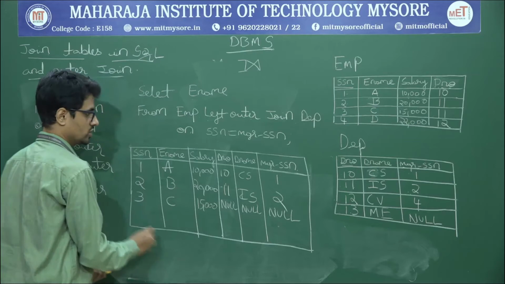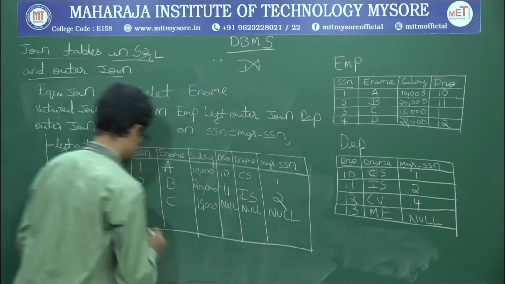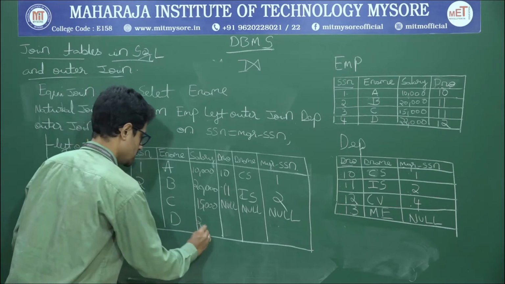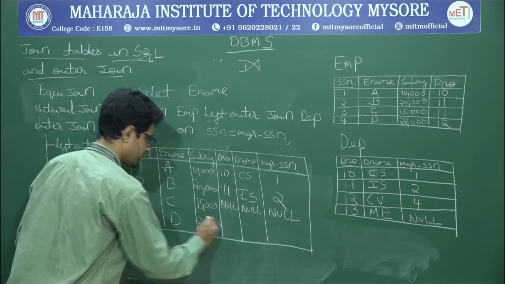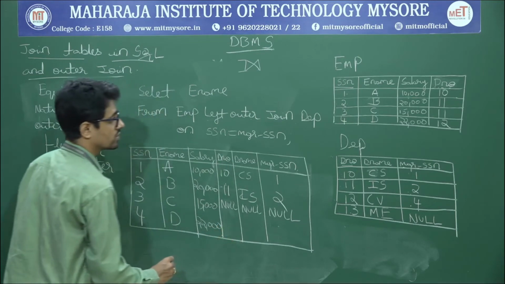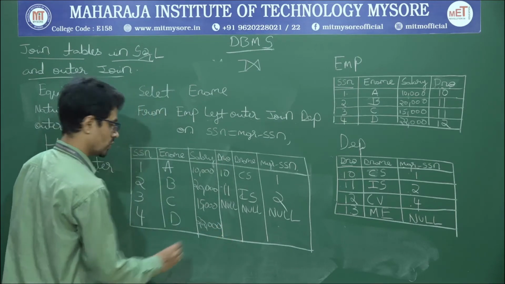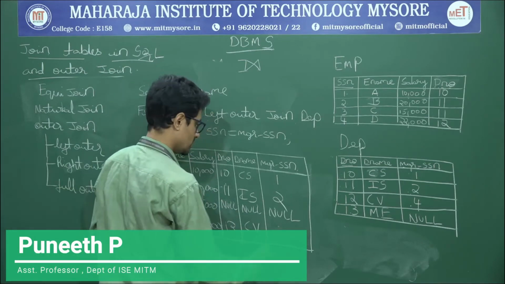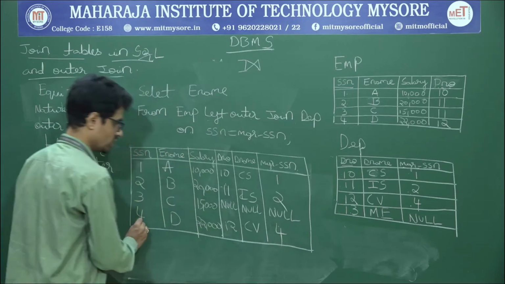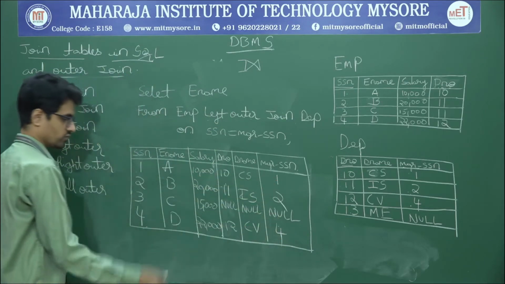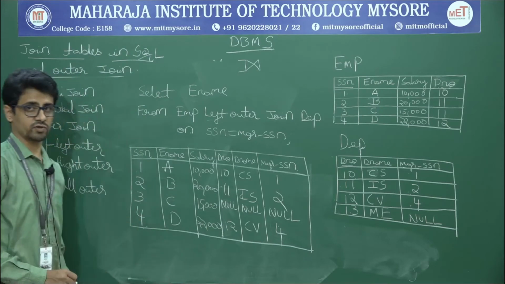Next we have 4. So 4 is present here, as we have 4 being present here. So 4, D, 22,000. Then we have the department number for 4 as 12, civil, MGR SSN is 4. So 1 is matched 1, 2 is 2, 3 is null, 4 is matched 4. So this is called a left outer join.